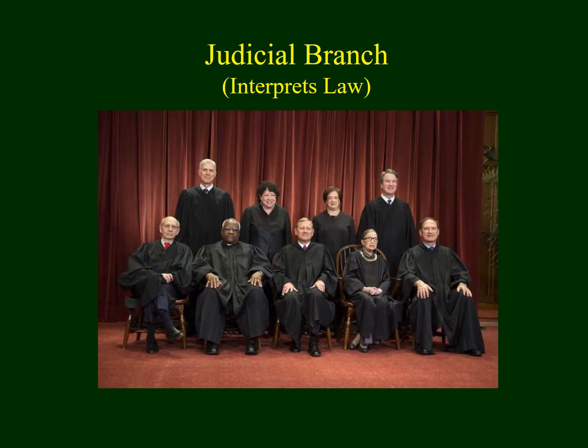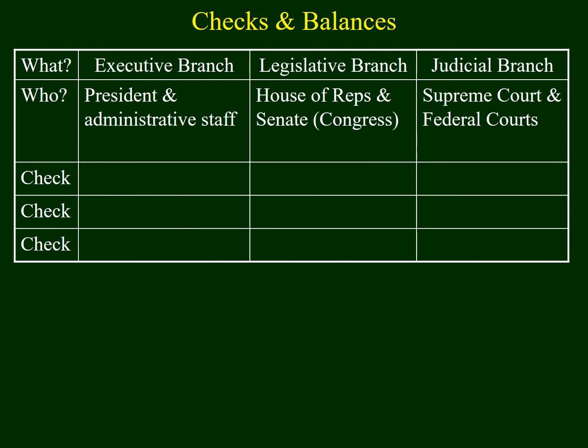Here we are back at this image of the Supreme Court. These 9 individuals have the ultimate authority to determine if a law violates or goes along with the Constitution. If it violates the Constitution, that law can be struck down. So far, we've looked at the 3 branches and some of the checks. I'd like to identify 3 additional checks next, as we'll complete this chart.